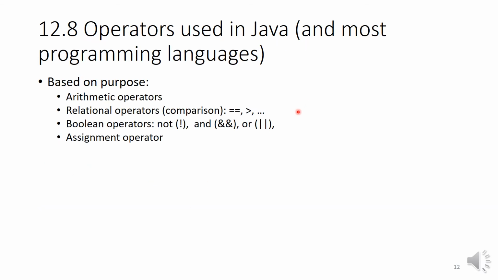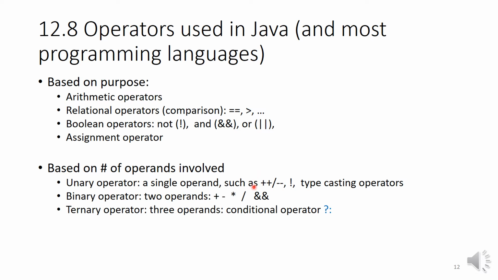Here is a summary of operators used in Java and most programming languages. Based on their purpose, operators may be categorized into arithmetic, relational, Boolean, and assignment operators. Based on the number of operands an operator uses, we have unary, binary, and ternary operators. There is only one ternary operator, the conditional operator. It is a compact version of an if-else statement. The three operands of the conditional operator specify a Boolean expression, a true branch expression, and a false branch expression.